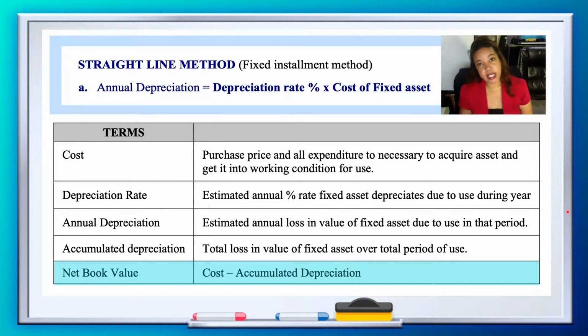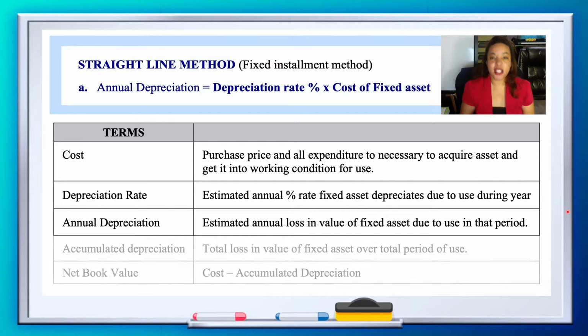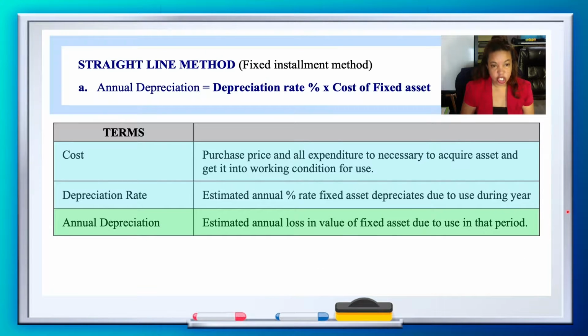So in a particular year, you will just be stating what is the value after accumulated depreciation, after it has been used and totally reduced for that period of time. That is your net book value. But to calculate your annual depreciation, you will only need to know your cost and your depreciation rate for this method. And that is how you will calculate your annual depreciation.